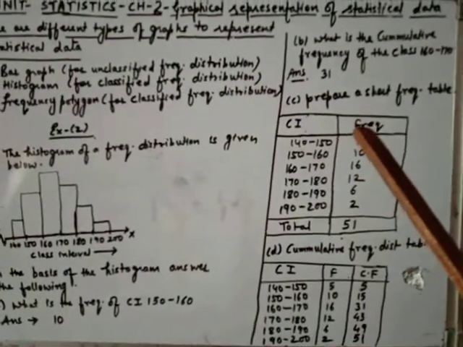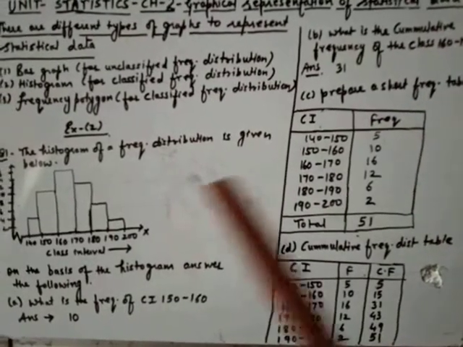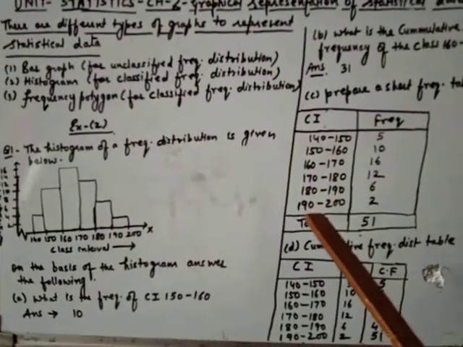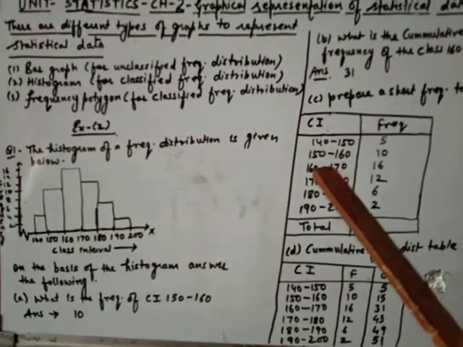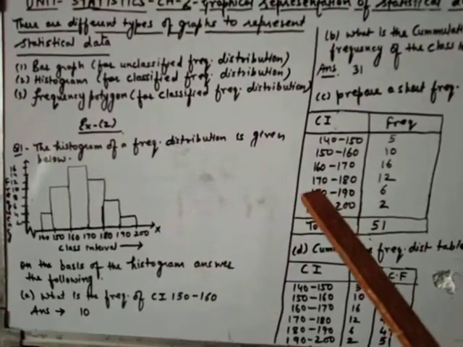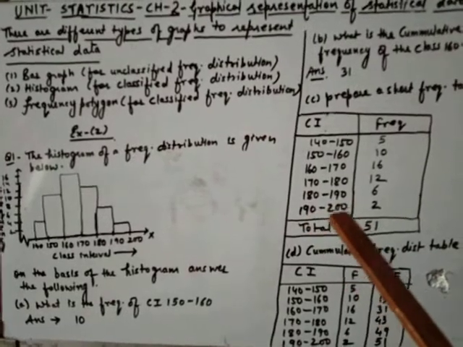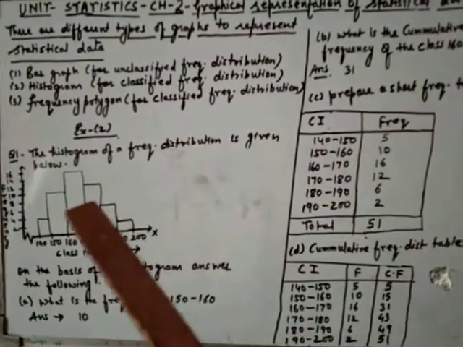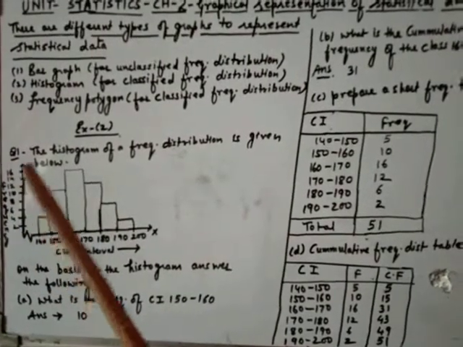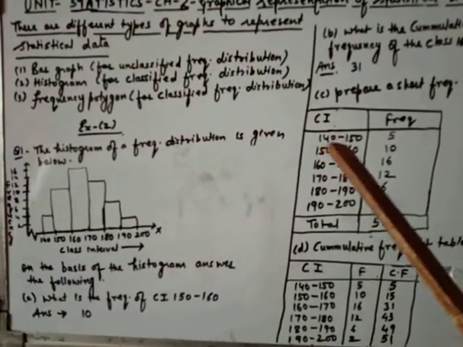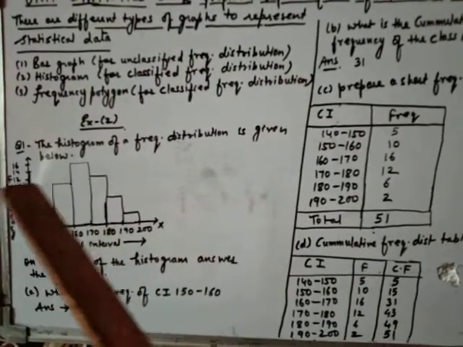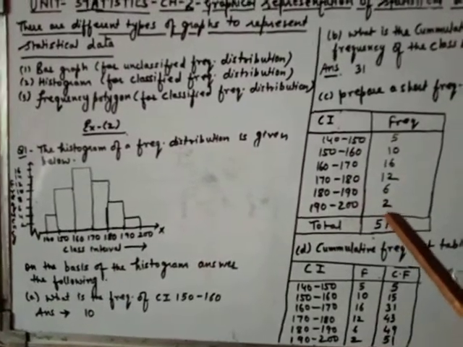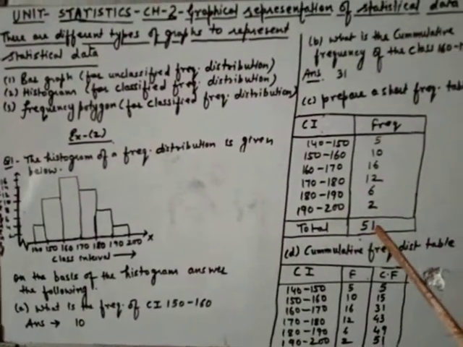Question number C, prepare a short frequency distribution table. So in one column we mention class interval and in the second column we mention frequency. The class intervals are 140 to 150, 150 to 160, 160 to 170, 170 to 180, 180 to 190, 190 to 200. Now while observing this graph and the points on the y axis, the class interval 140 to 150 has frequency 5, 150 to 160 has frequency 10, then 160 to 170 has 16, then 12, 6 and 2. So total is 51. Clear?